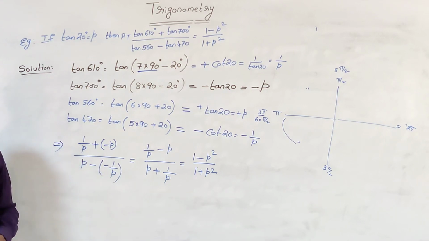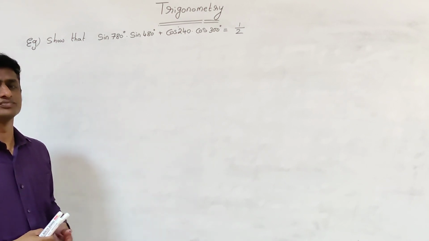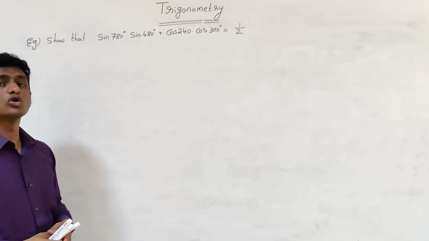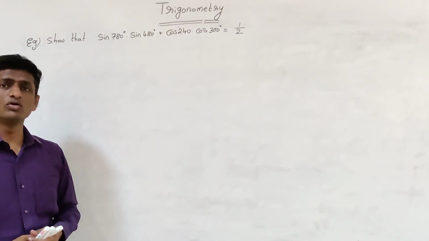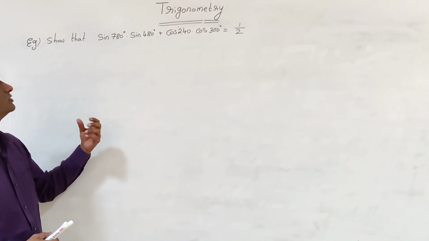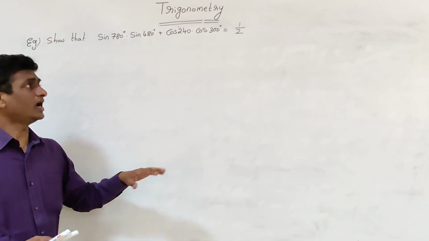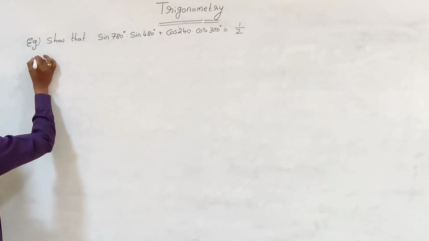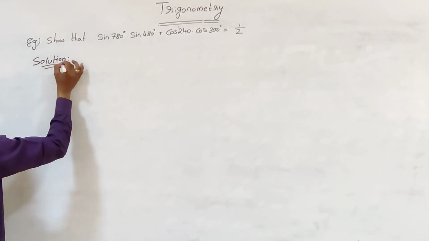We'll go for the next problem. Now we'll see one more problem. Show that sin 780 into sin 480 plus cos 240 degrees into cos 300 degrees is equal to 1 by 2. So we have to simplify all these values, and we should know the values, and if we add, we should get 1 by 2. Now we will see one by one. First we will simplify all the trigonometric ratios.